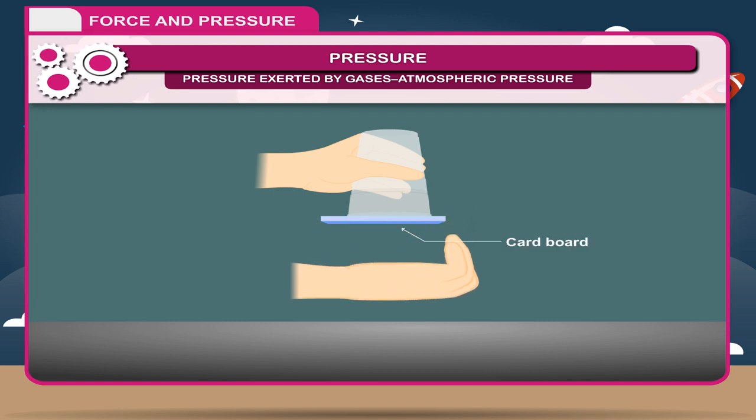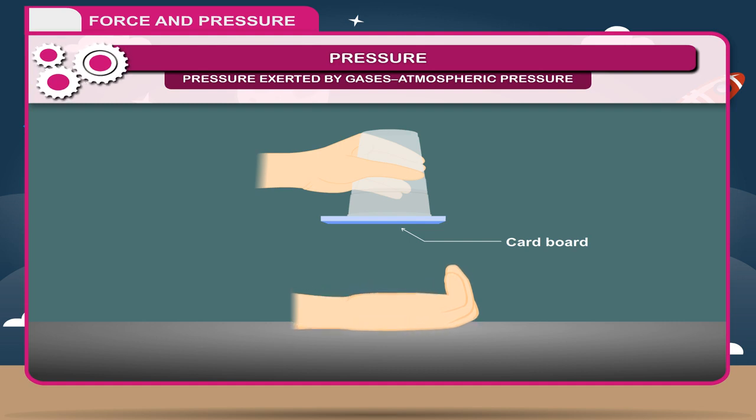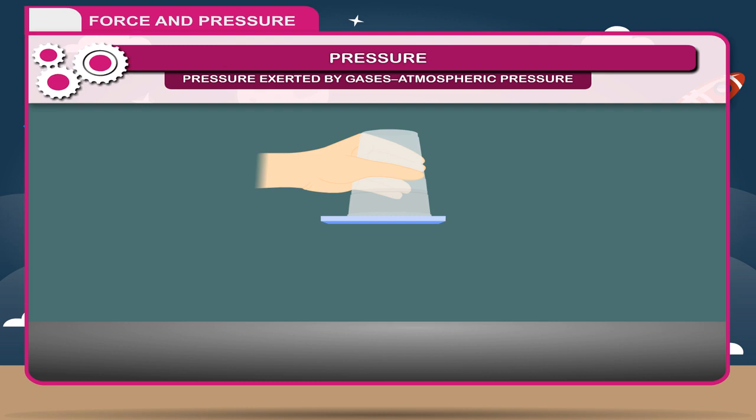Observation. When cardboard is released free, it does not fall because water exerts pressure in the downward direction and atmospheric air exerts pressure in the upward direction, which is much larger than the pressure of water.